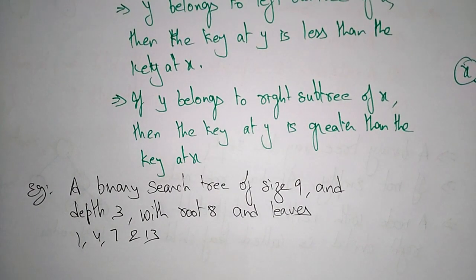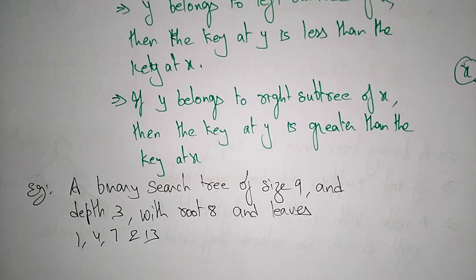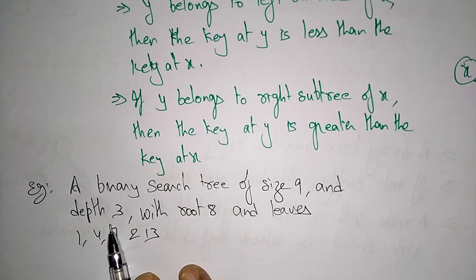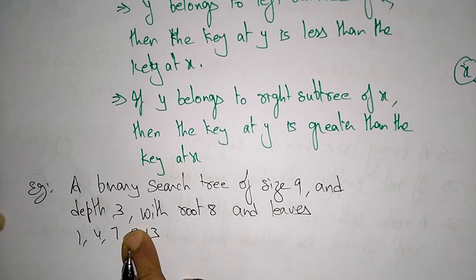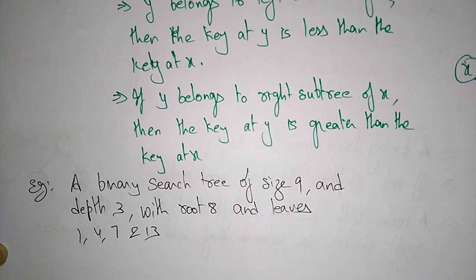Okay, so here they have given some constraints. The binary search tree should be of size 9, which means in total it should have 9 nodes. The 9 nodes represent the size of the tree. And depth 3 means up to 0, 1, 2, 3; it can go up to depth 3, with root node 8. And leaves means there is no left child and no right child. So for 1, 4, 7 and 13 there should not be a left or right child.